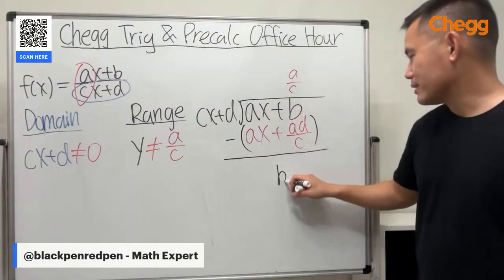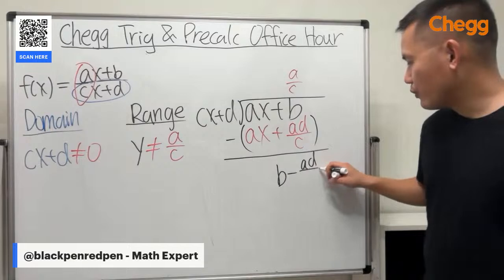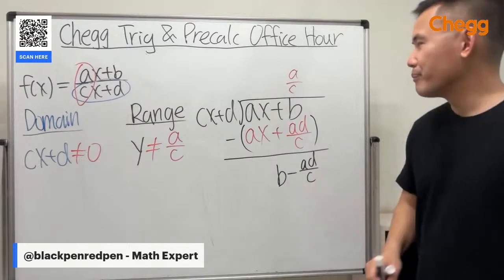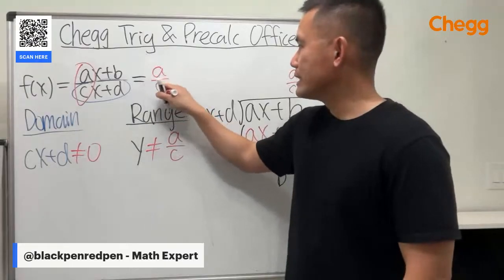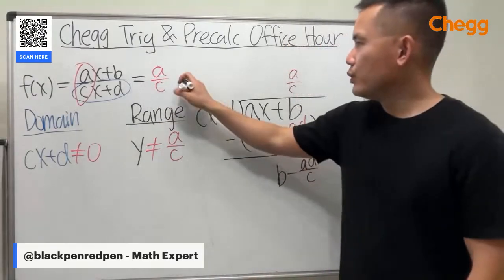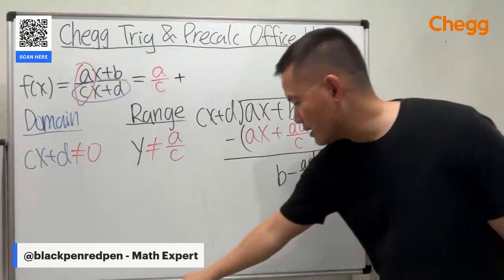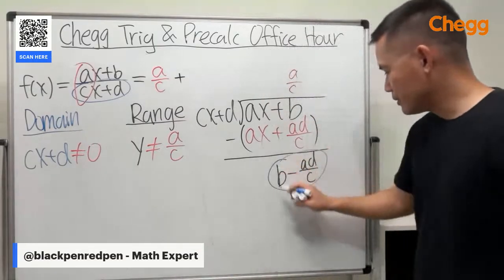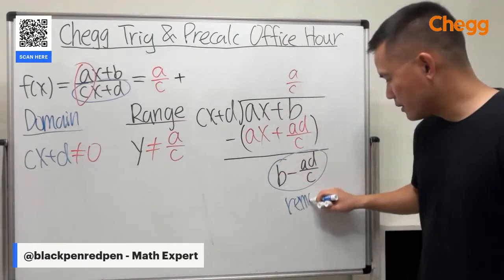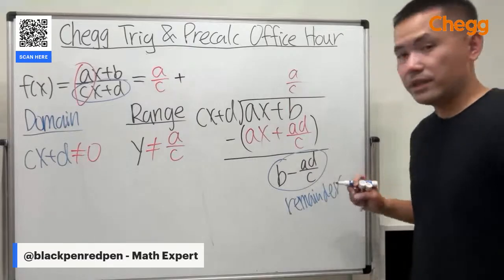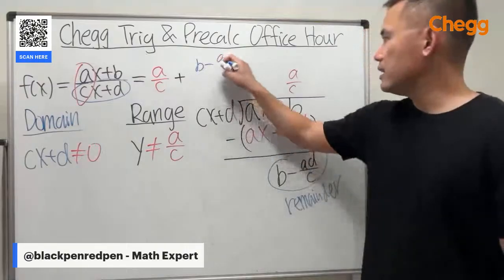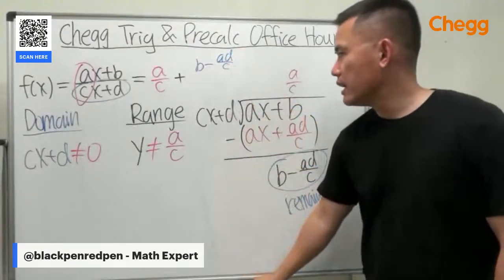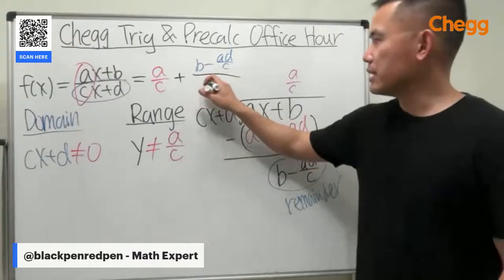This right here doesn't really matter. B minus AD over C, that's the remainder. But what we're saying is that this function can be written as A over C, and then you add the remainder. I'll put the remainder right here in blue. This is the remainder. I'll just put that on the top right here: B minus AD over C, and then over the original denominator.